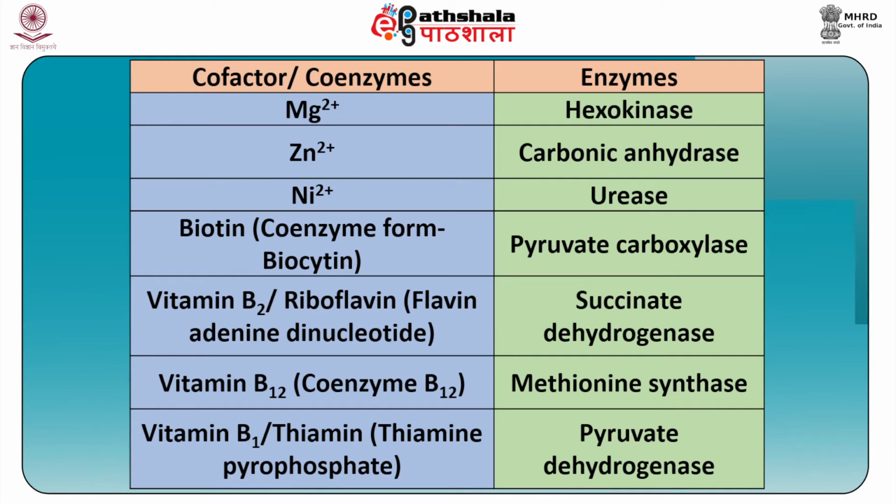Hexokinase requires magnesium, it is a cofactor. Carbonic anhydrase requires zinc, it is again a cofactor. Pyruvate carboxylase requires biotin. The coenzyme form is basically biocytin, so it is deriving its name from the vitamin. Succinate dehydrogenase requires vitamin B2. So these are a few of the examples illustrating that enzymes require certain helpers which can be called cofactors if they are inorganic in nature, and coenzymes if they are organic in nature.